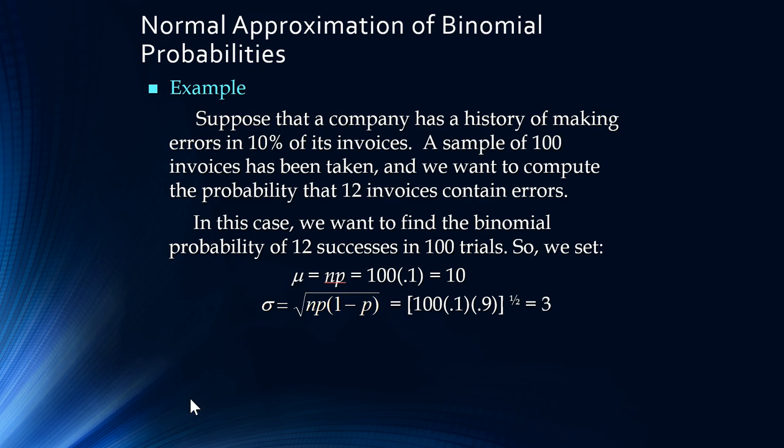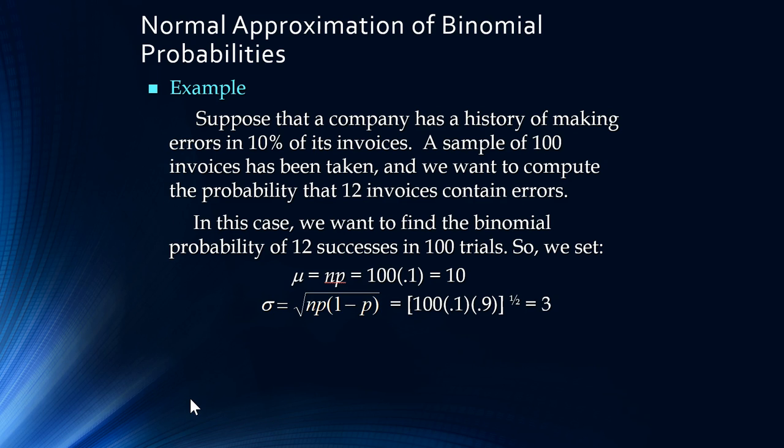Suppose a company has a history of making errors in 10% of its invoices. A sample of 100 invoices has been taken, and we want to compute the probability that 10 invoices contain errors. Okay, so in this case, we want to find the binomial probability. Again, we have success and failure. It either has an error or it does not have an error, and that is success or failure.